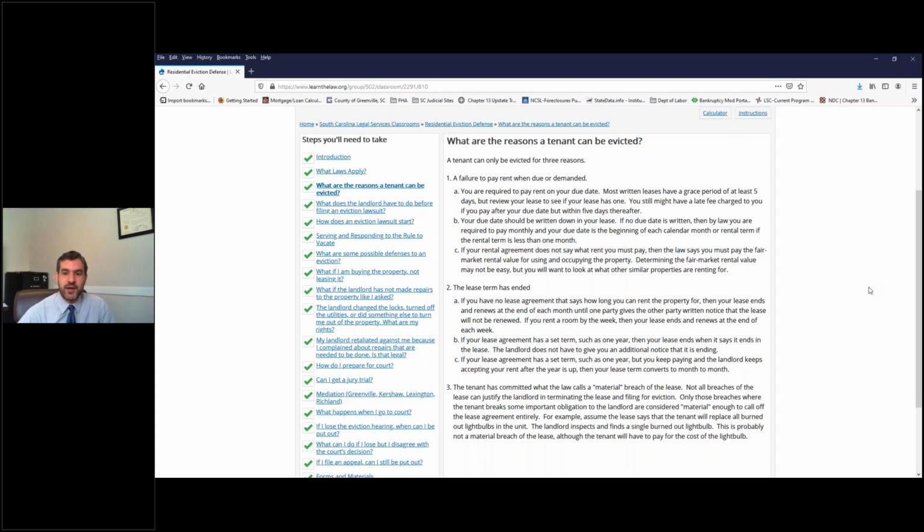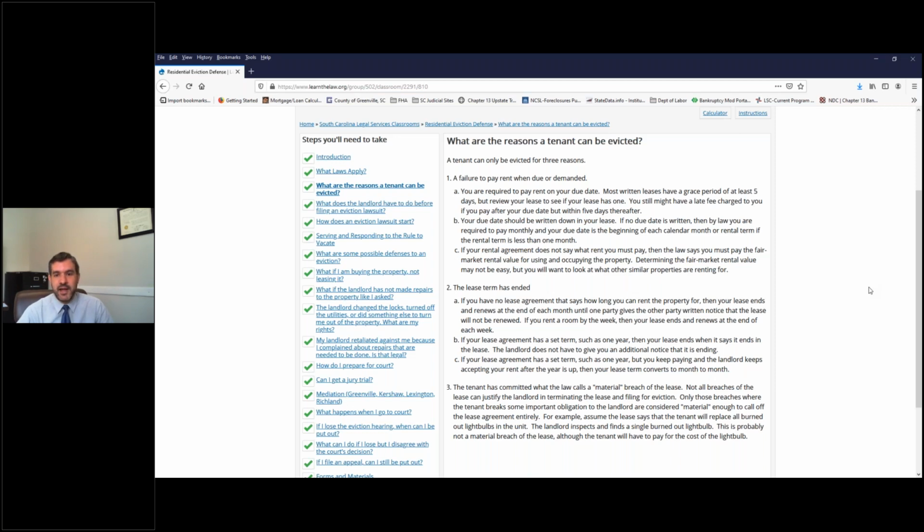If your rental agreement does not say what rent you're supposed to pay, the law says you must pay the fair market rental value for using and occupying the property. So if you're renting property and there's no specific agreement about what the rent should be, you still have to pay something, and the law says you have to pay the fair market rental value. Of course, determining what that is may not be easy, but it's not nothing.